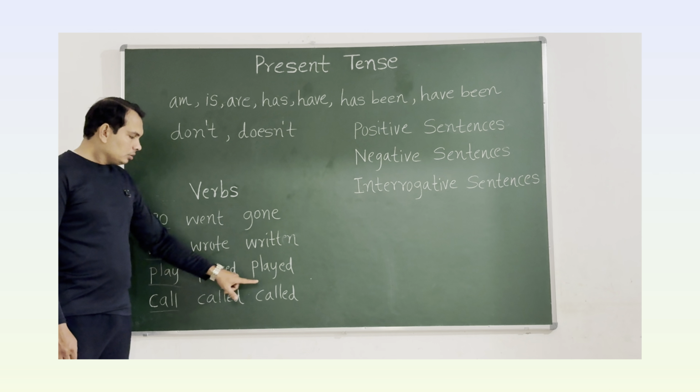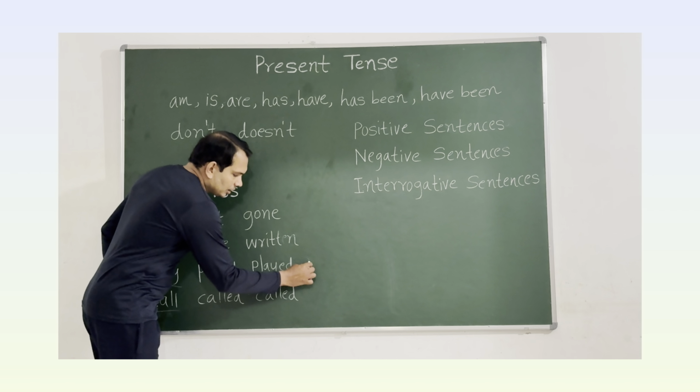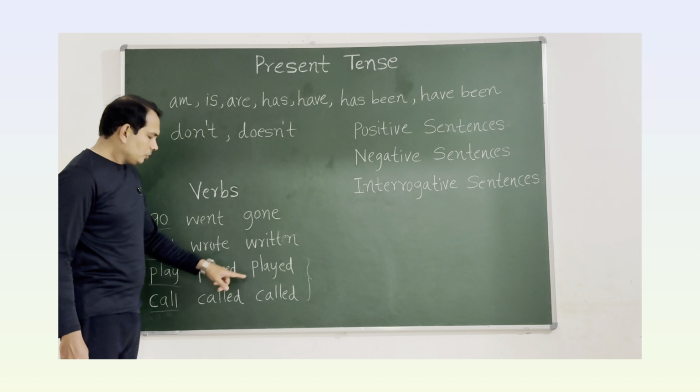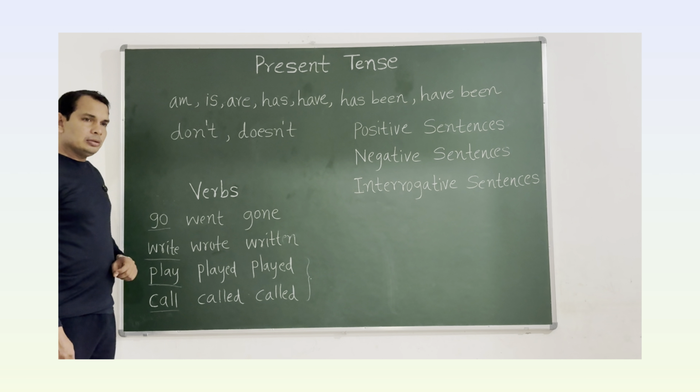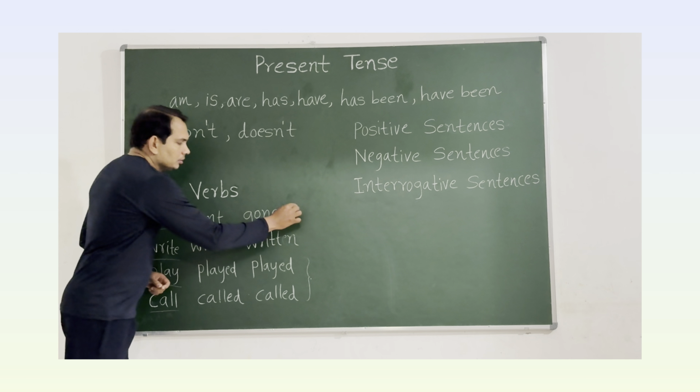Call, called, called. The last two verbs are called regular verbs. The first two are called irregular verbs because their past and past participle forms change. It's not the same. Go, went, gone. Here, past form of the verb play and past participle form of the verb play remain unchanged, they remain the same. So they are called regular verbs.